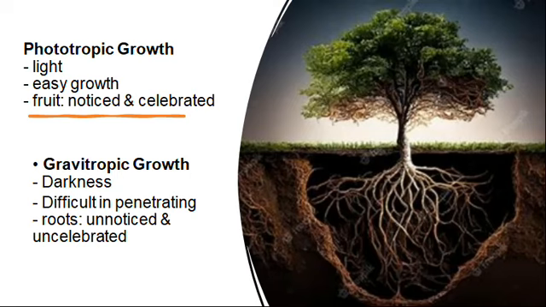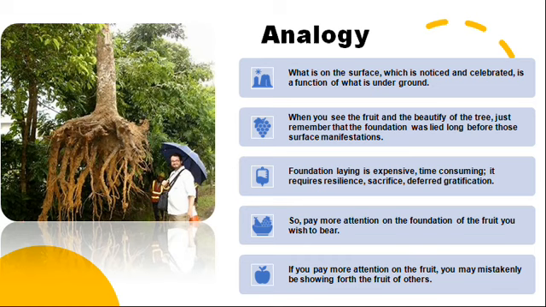So what are the lessons we are picking from this? An analogy around this is the fact that whatever is on the surface, which is noticed and celebrated, is a function of what is under the ground. When you see the fruits and the beautiful tree, just remember that the foundation was laid long before that manifestation on the surface started showing up.